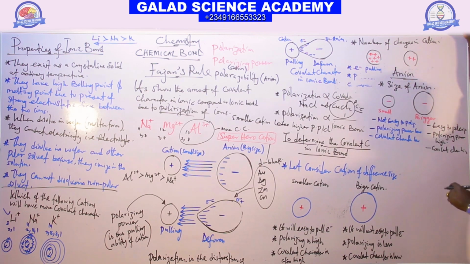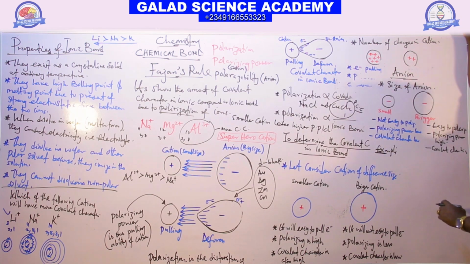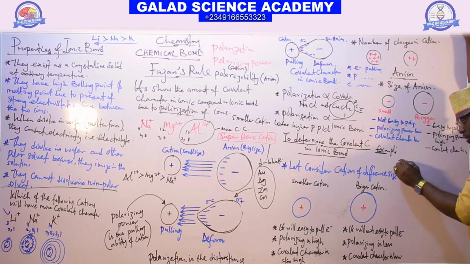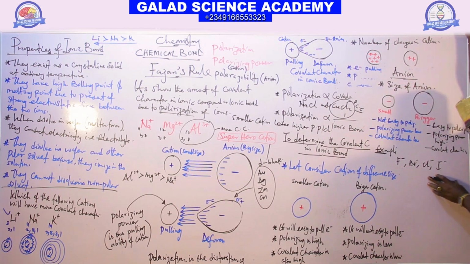Take for example: you are asked which of the following anions will have more covalent character or high covalent character. We are given fluorine, bromine, chlorine, and iodine. Which of the four will experience high covalent character, or more covalent character?